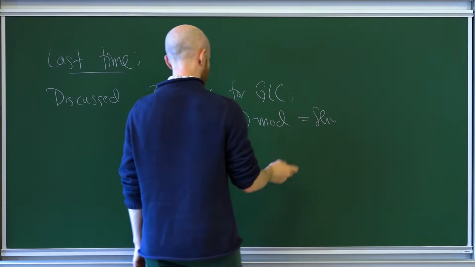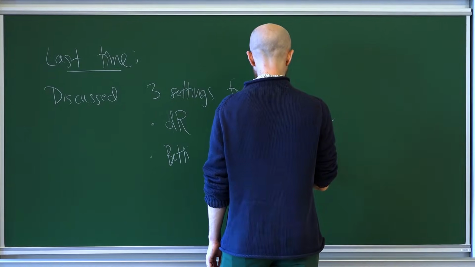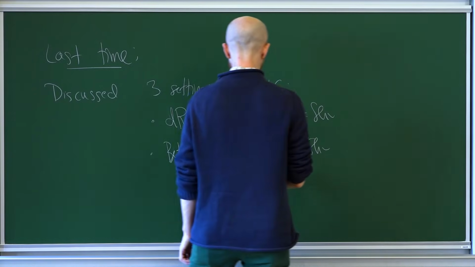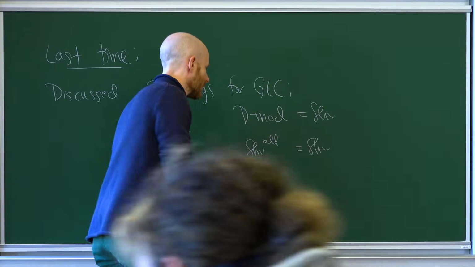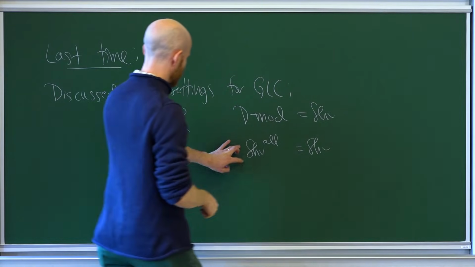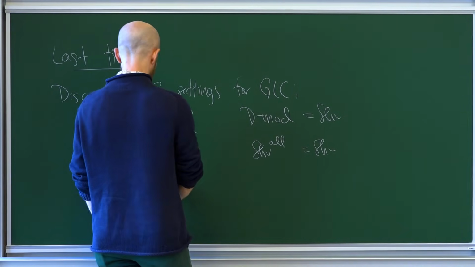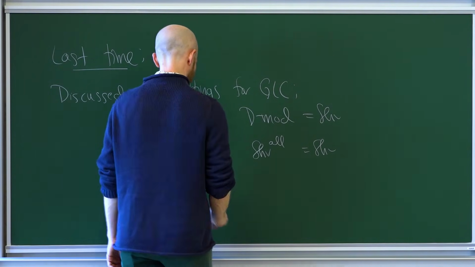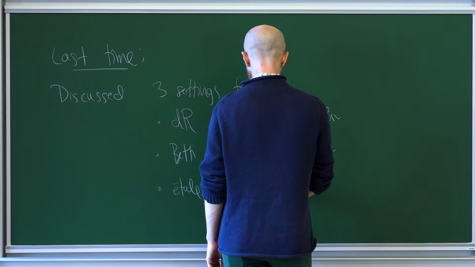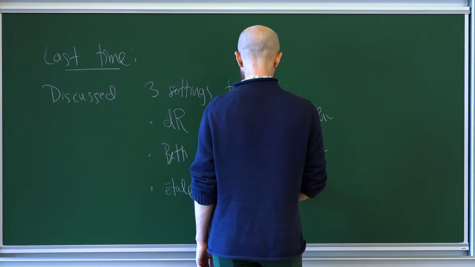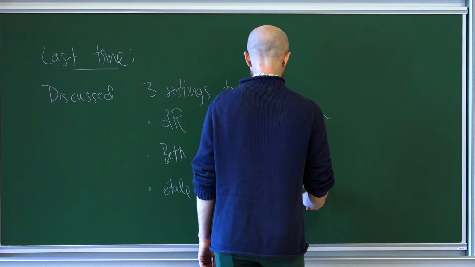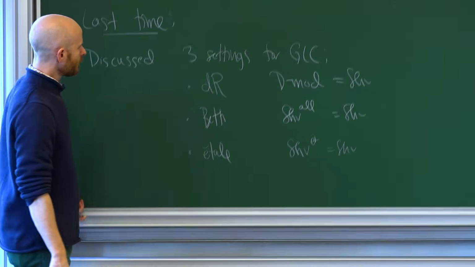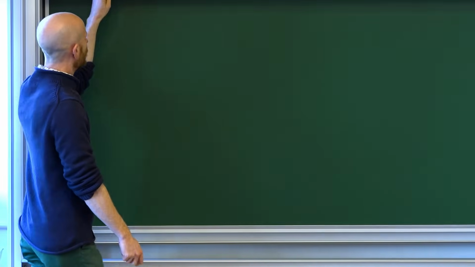The next was the Betti world, where sometimes I write this as all sheaves, or maybe all sheaves with singular support, as the category of sheaves. So these are just sheaves for the complex topology. And the last was the étale world, where étale sheaves are sheaves, but usually I just call them sheaves.